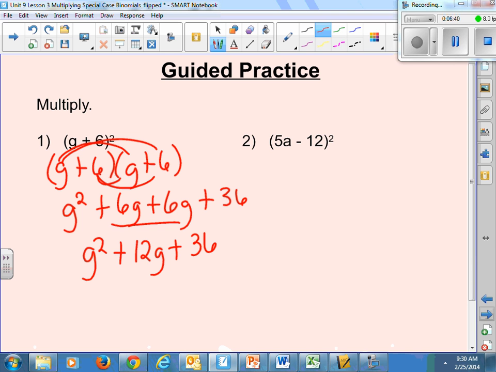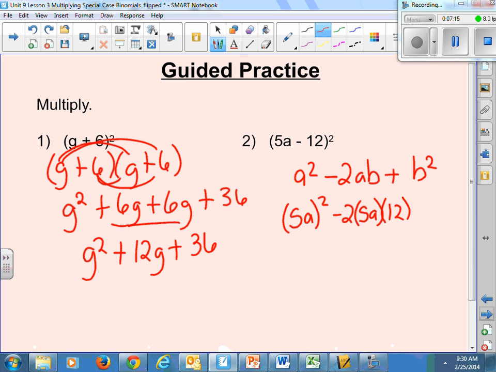And this time let's try to use our rule, which we know is a squared plus 2ab, minus 2ab, and then plus b squared. Alright, so again, that's a squared minus 2ab plus b squared. So we're going to have (5a) squared, and then minus 2 times 5a times 12, and then plus 12 squared. Alright, so (5a) squared is 25a squared. 5a times 12 is 60a, times negative 2 is negative 120a, and then 12 squared is 144. And that's your final answer.